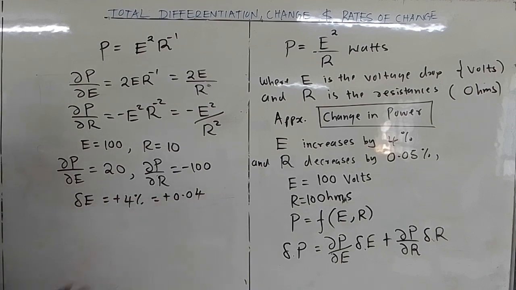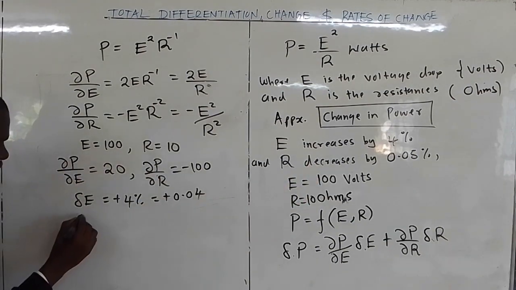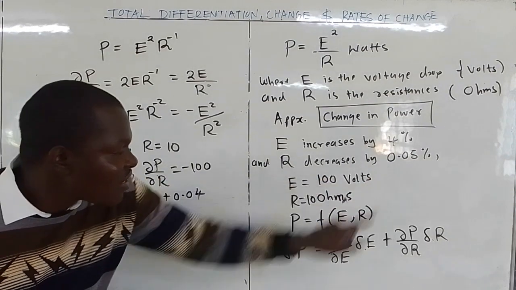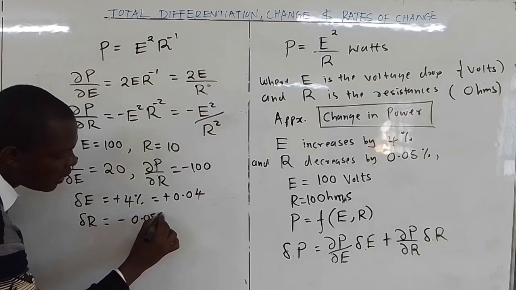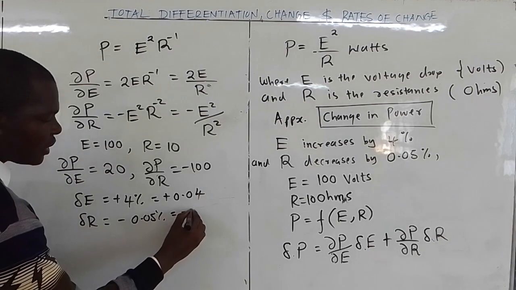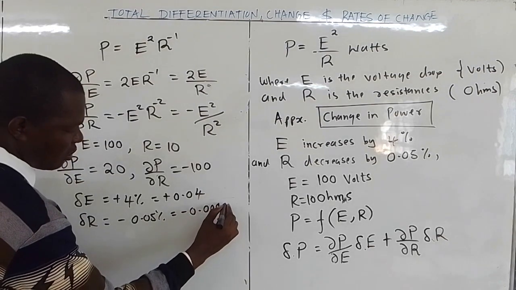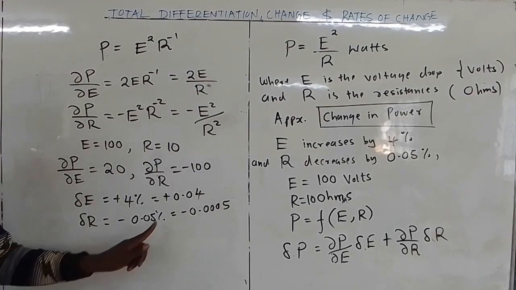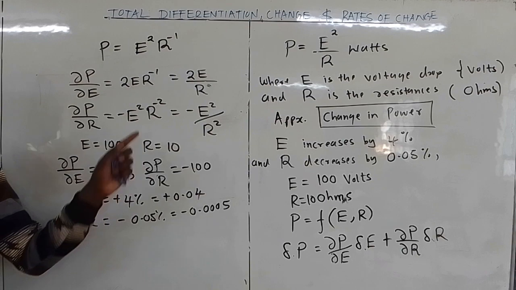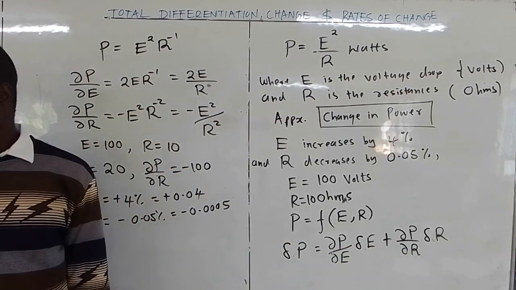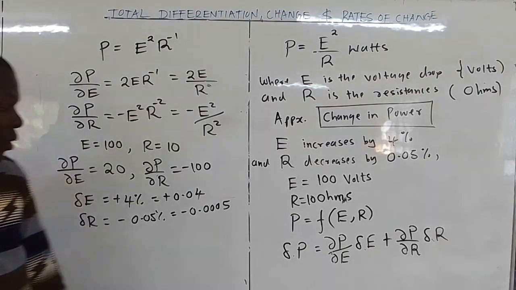Then you'll be told R decreases. So it means change in R. R decreases means negative, isn't it? Are we together? So R decreases, that is negative 0.05%. So what is negative 0.05% from the calculator? Negative 0.0005, isn't it? We are removing the percentage, because we want to multiply them. This times this plus this times this. Are we together? Okay? So we found everything.